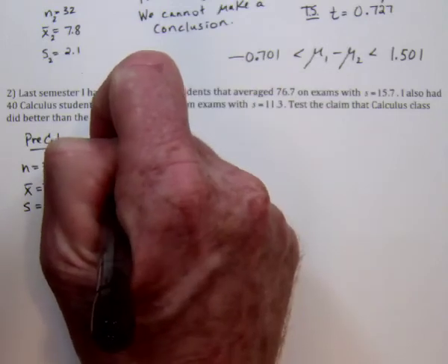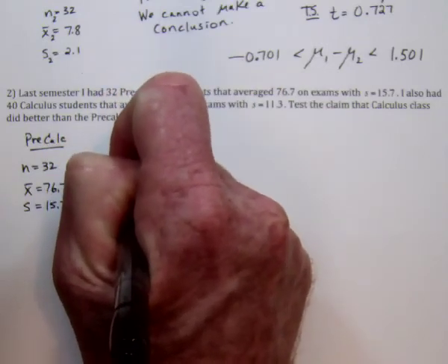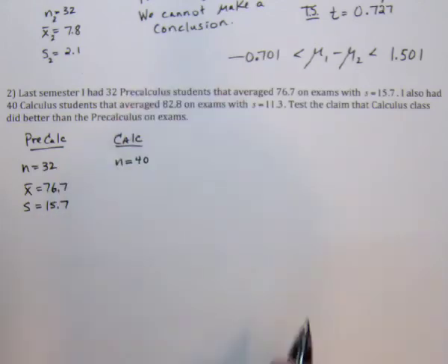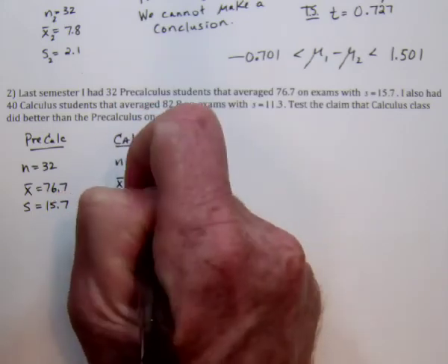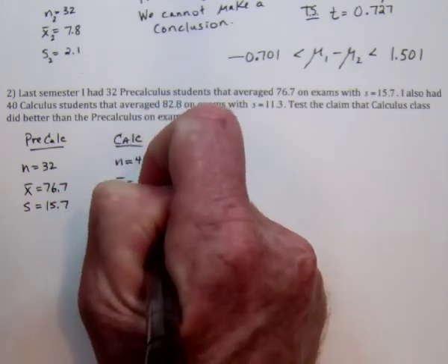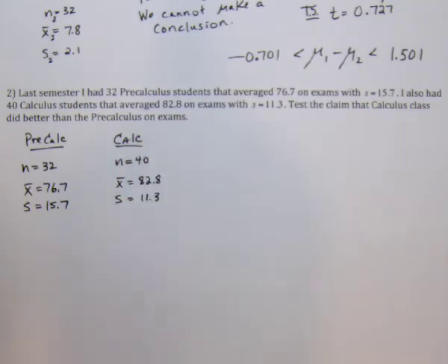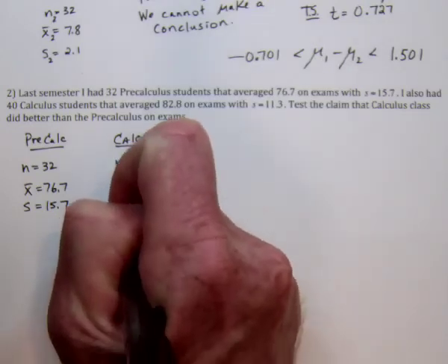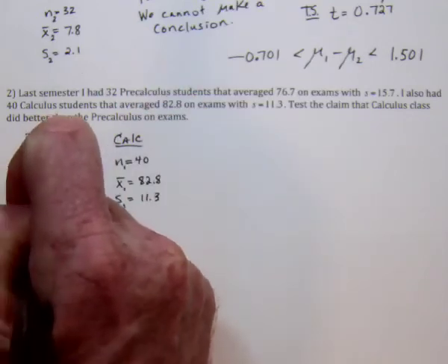On the other hand, I had a very good calculus class, n equals 40, because only one person dropped. Their average, 82.8, with a standard deviation of 11.3. So now, who should be considered group number 1? You're right, the calculus people. This one has the bigger mean. This is going to be group number 2.